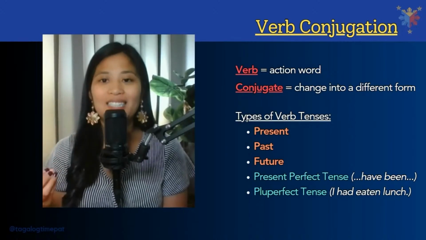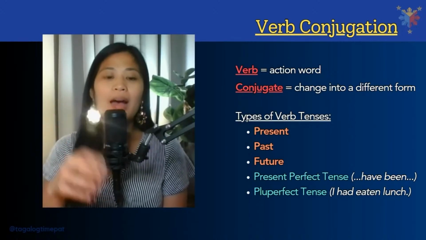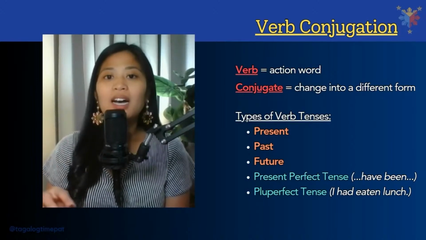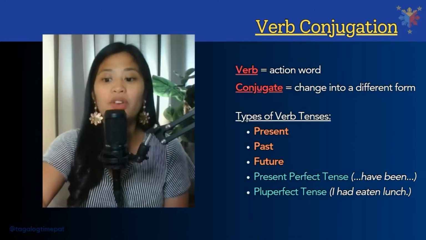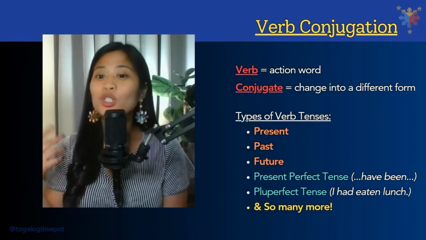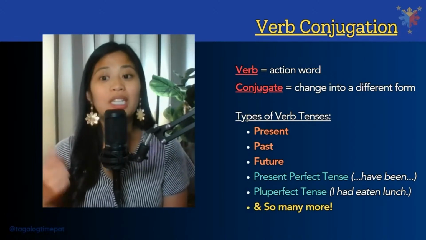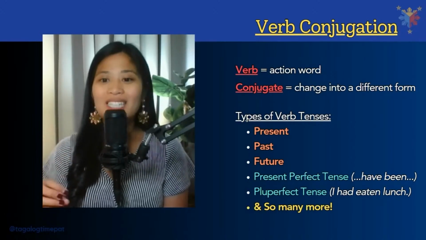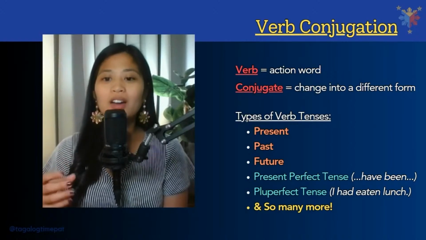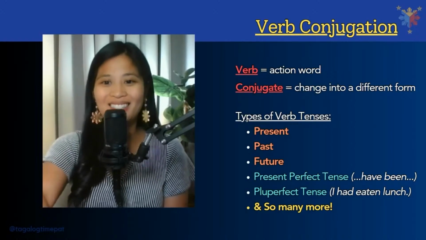Then there's the pluperfect tense. I had eaten lunch. So that's something that happened in the past. It's done. It happened at a specific moment in time. And then there are just so many more verb tenses out there, especially in English. But in today's class, we will focus on how to conjugate verbs in the present tense.